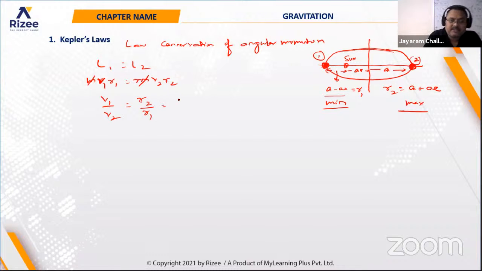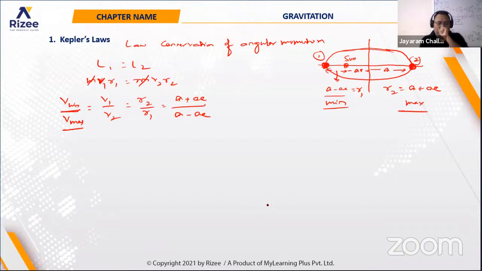That is, if the distance is maximum, A plus AE, and minimum distance A minus AE, then if the distance is maximum, the velocity will be the minimum. And if the distance is minimum, then the velocity will be maximum. This is also another concept that can be asked. If I cancel the a in the numerator and denominator, it will be 1 plus e over 1 minus e. This is one of the most important things, please. A relation regarding Kepler's second law.